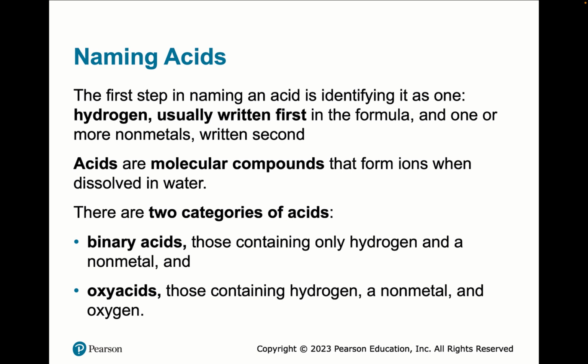Binary acids means there's only hydrogen and a nonmetal. And then there are oxyacids that have hydrogen, a nonmetal, and oxygen. So there are more than that. You might hear the term fatty acids, for instance, but that's for organic chemistry and biochemistry, which you can take in a different class.